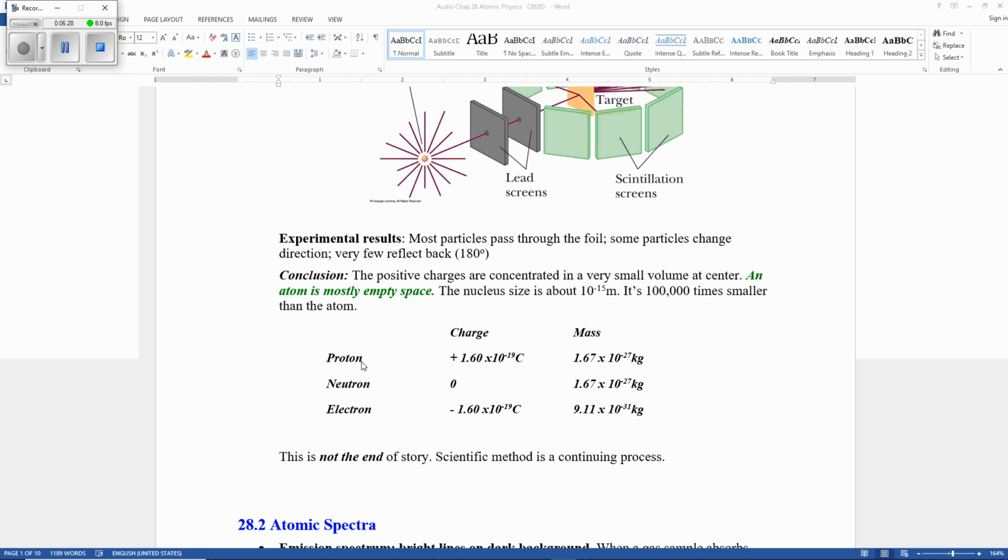We know proton and neutron together make the small part of the nucleus. The proton carries positive charge, the neutron carries no charge. Scientists found the neutron 30 years after this experiment. Then electrons: the proton and electron have the same charge size, but one positive, one negative. Masses: proton and neutron are much heavier than the electron. This is very important.